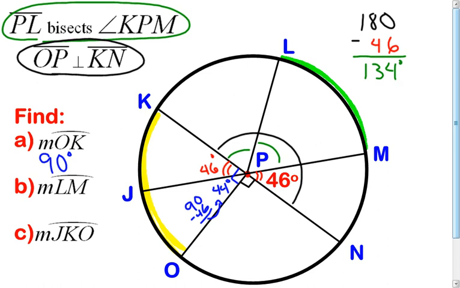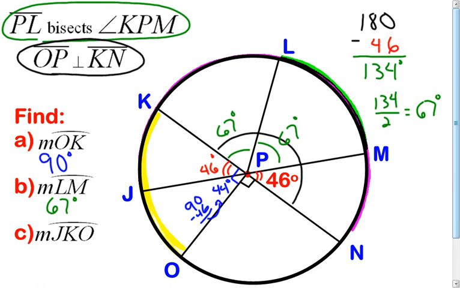But now each of those angles are congruent, so if I take the 134 and cut it in half, I find out that I get a measure of 67 degrees for this angle, which means this one's also 67 degrees, which then means the arc is also 67 degrees. And then I have one last arc to calculate the measure of. And that would be arc JKO. So I'm going to start at J, and I have to go all the way around my circle until I get to O. So I have a major arc here.